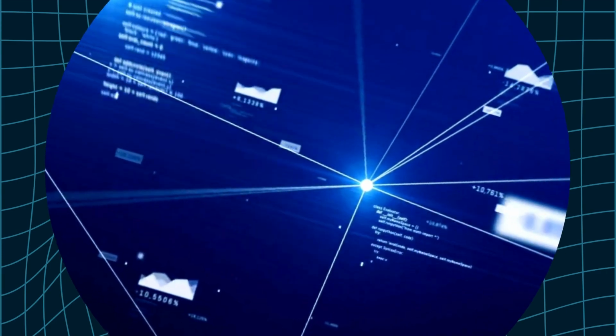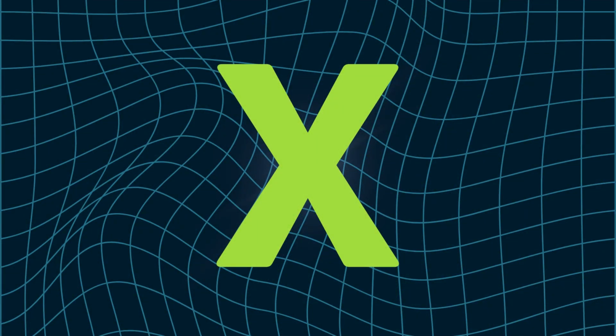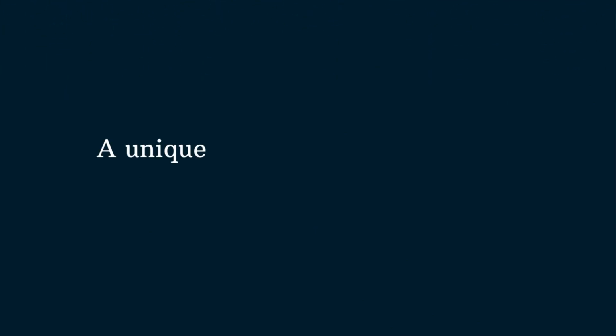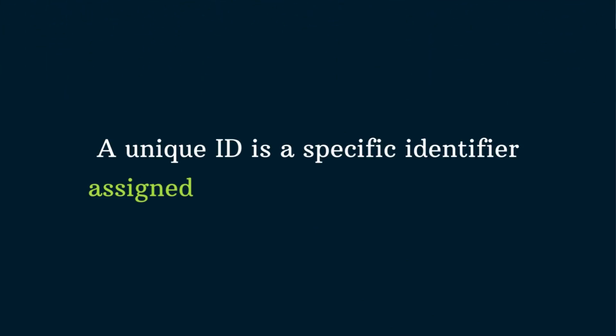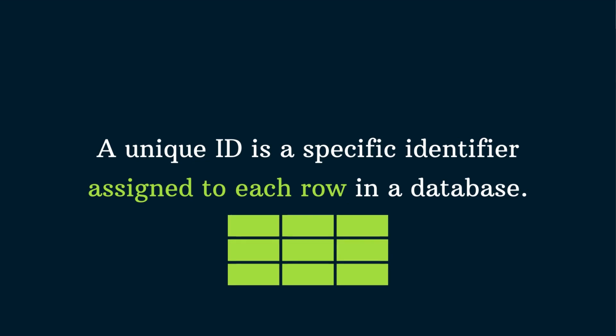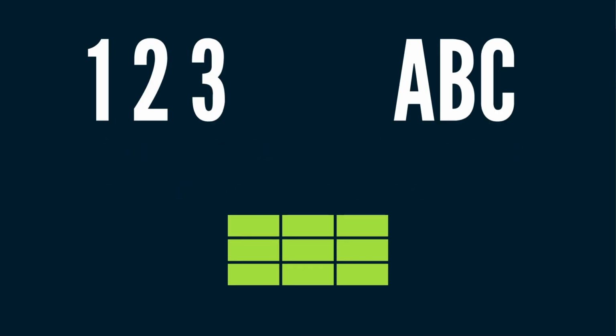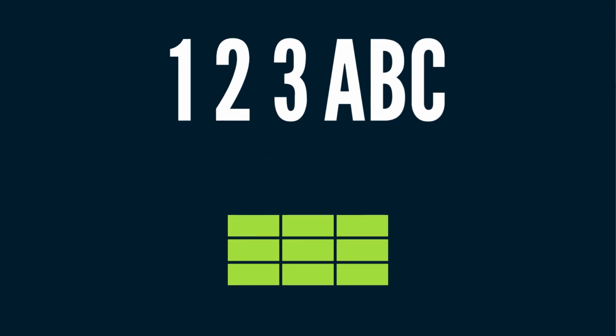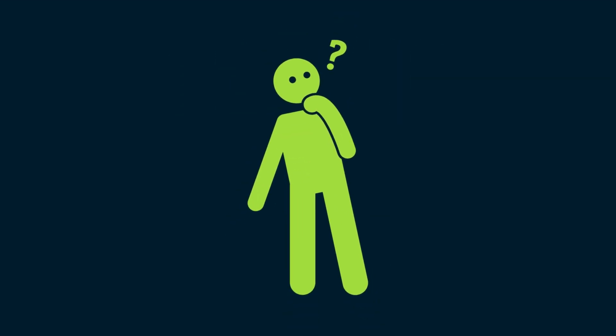Stay tuned as we dive into the reasons why implementing unique IDs is a must for anyone looking to improve data management and efficiency. Let's start with the basics. A unique ID is a specific identifier assigned to each row in a database. This ID is unique across the table and often consists of numbers, letters, or a combination of both. But why is this simple concept so important?